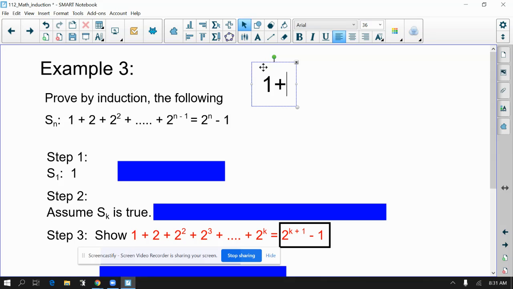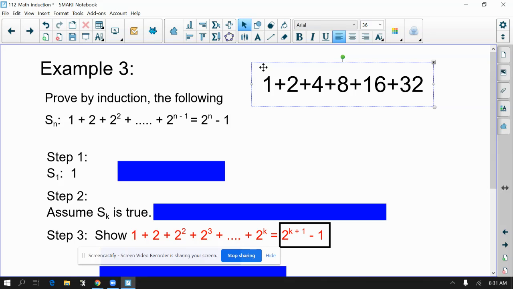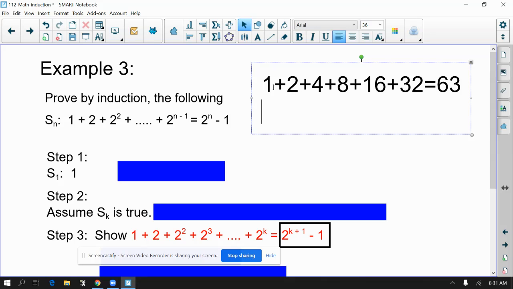2 to the 0 plus 2 to the first plus 2 to the second plus 2 to the third plus 2 to the fourth plus 2 to the fifth. Let's just go the first 6 digits in. And this is 3 plus 4 is 7 plus 8 is 15 plus 16 is 31 plus 32 is 63. So that is, how many numbers did I add? 1, 2, 3, 4, 5, 6. So 2 to the 6th minus 1. Does that equal 63? Well, 2 to the 6th is 64. And 64 minus 1 does equal 63.